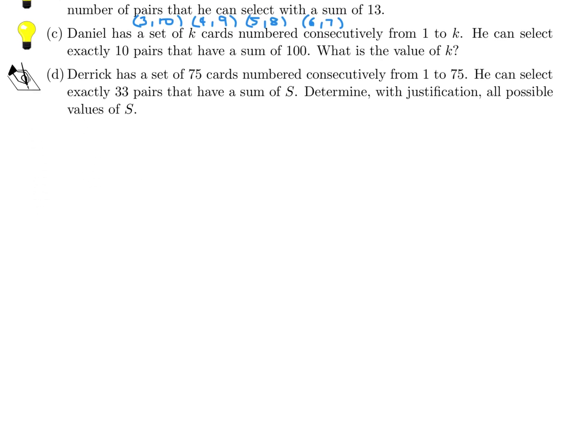All right, moving right along. Daniel has a set of K cards numbered consecutively from 1 to K. He can select exactly 10 pairs that have a sum of 100. What is the value of K?